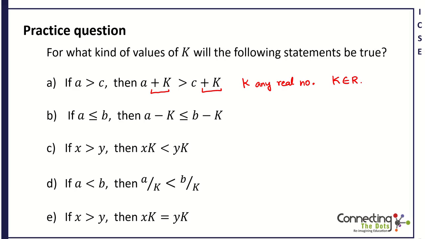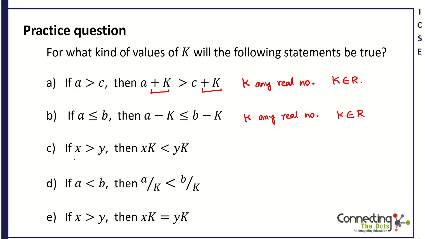The second question. A is less than or equal to b, that is given. A minus k, excuse me, is less than or equal to b minus k. For what values of k will that be true? Again, we are subtracting the same number k from both sides. So k can be any real number. It can be positive, negative, integer, rational, irrational, anything. It will still be true.